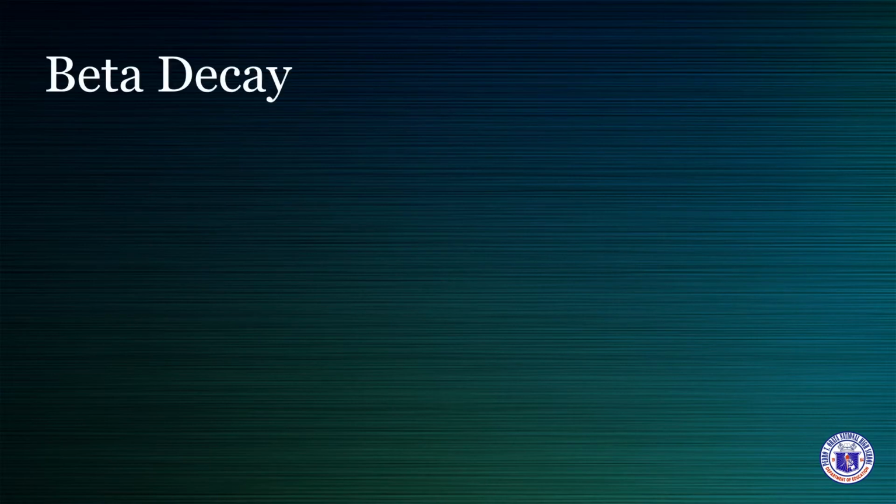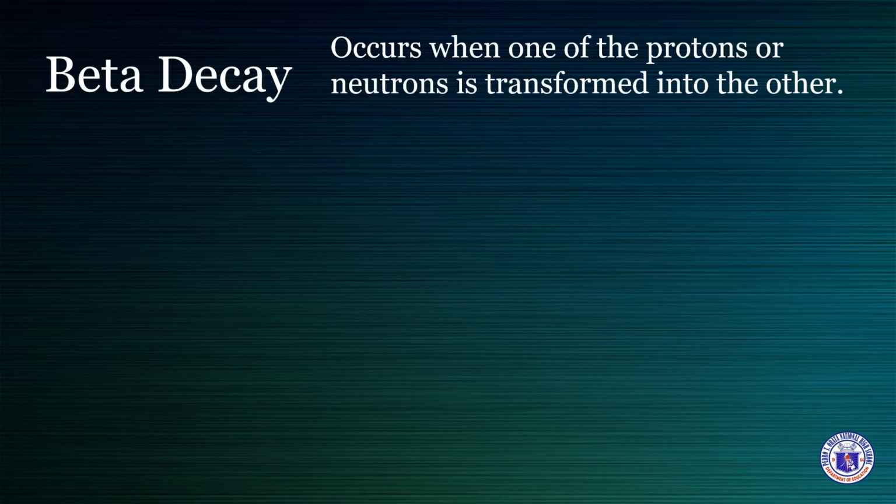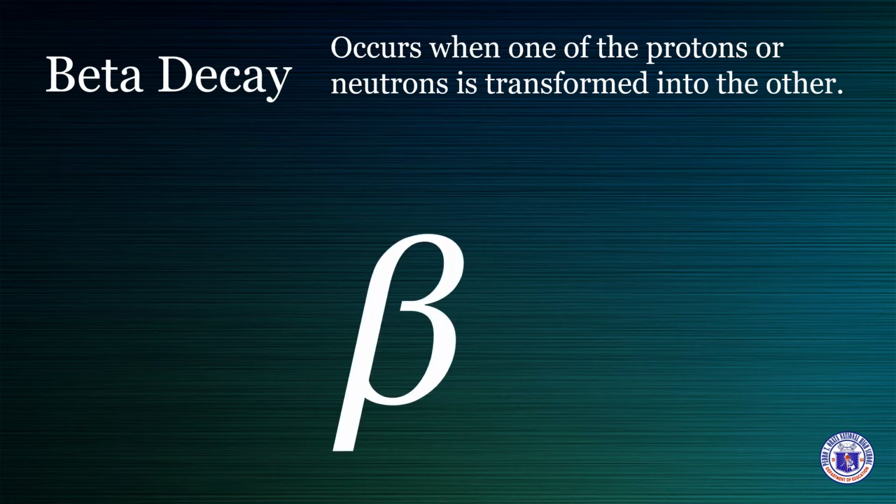Another radioactive process is beta decay. Beta decay occurs when one of the protons or neutrons is transformed into the other. This is the symbol beta. Beta particles have a mass of 0 and a charge of -1.